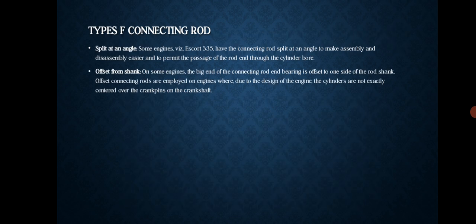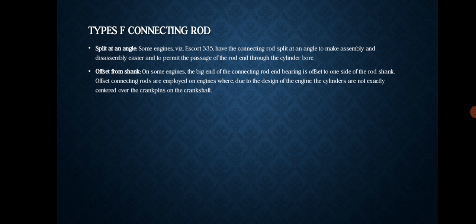Type of connecting rod: split at an angle. Some engines like Escort 335 have the connecting rod split at an angle to make assembly and disassembly easier and to permit the passage of the rod end through the cylinder bore.